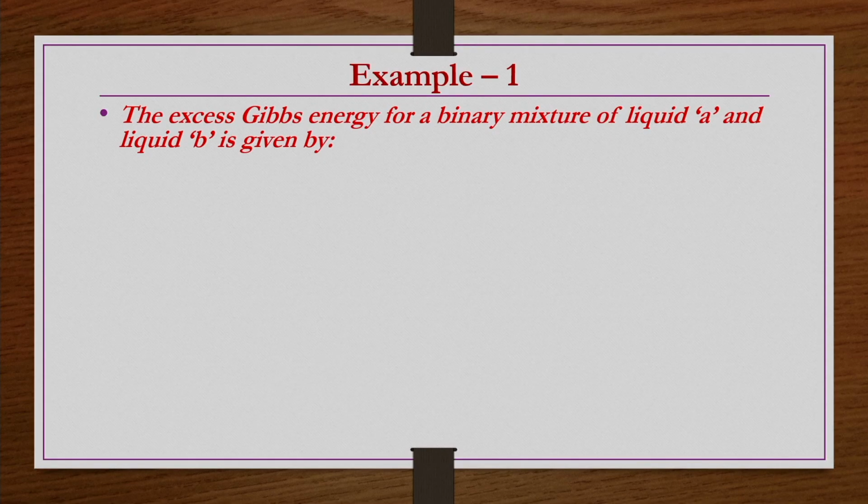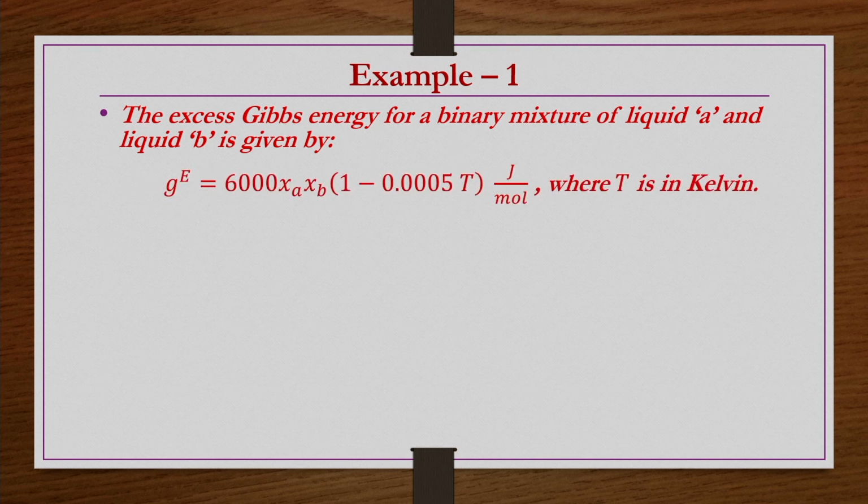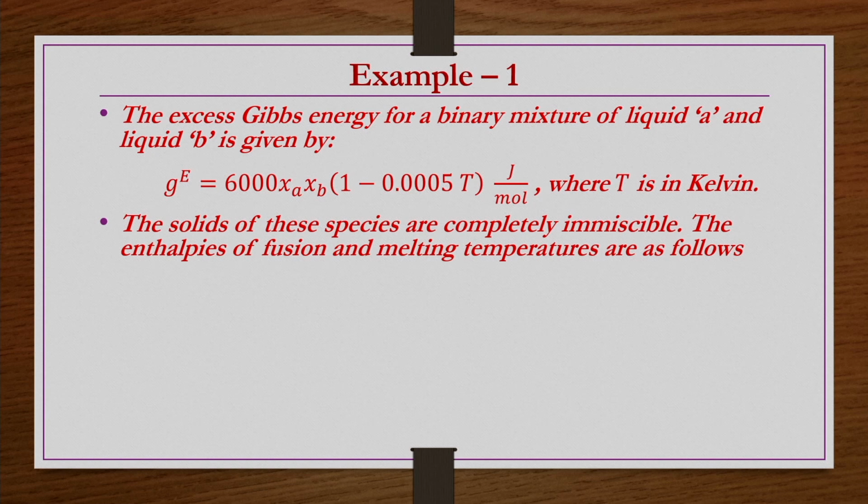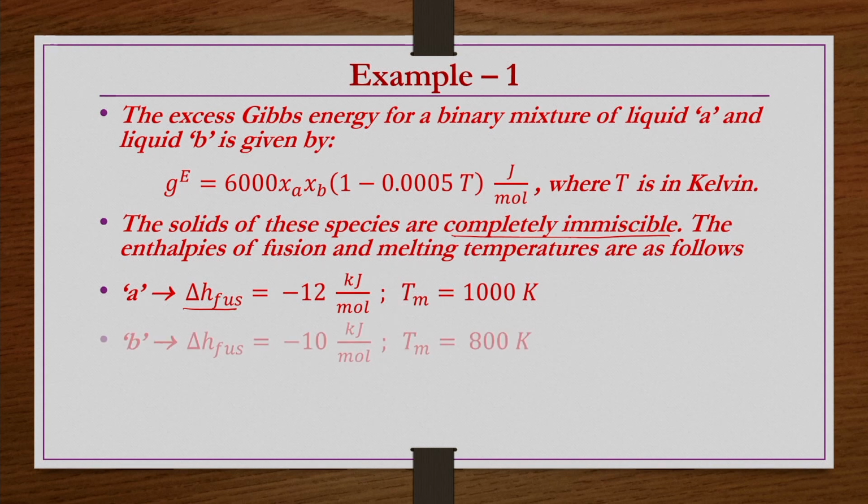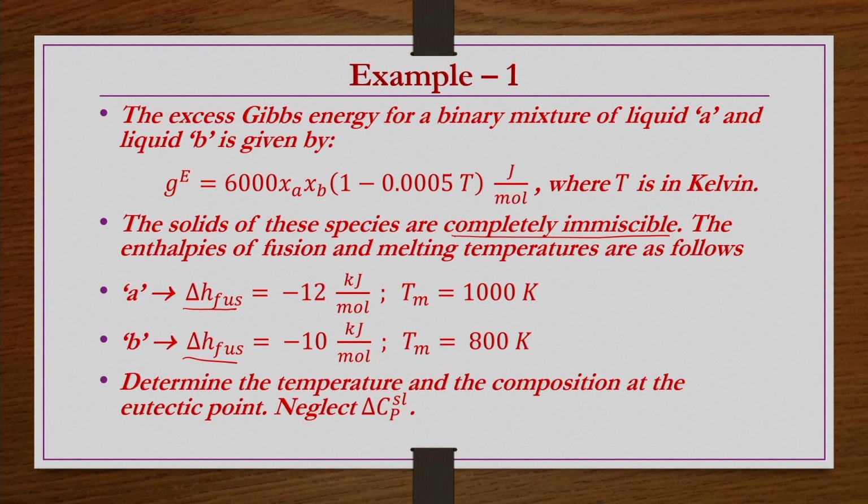The excess Gibbs energy for a binary mixture of liquid A and liquid B is given by GE equals 6000 XA XB multiplied by (1 minus 0.0005 T) joule per mole, where T is in Kelvin. The solids are completely immiscible. The enthalpies of fusion and melting temperatures for either of the components are given. For component A, delta H fusion is minus 12 kilojoule per mole, and the melting point is 1000 Kelvin, whereas for component B, delta H fusion is minus 10 kilojoule per mole, and the melting temperature Tm is 800 K. Now, determine the temperature and the composition at the eutectic point, but neglect delta Cpsl. So, delta Cpsl, that is Cps minus Cpl, is 0.